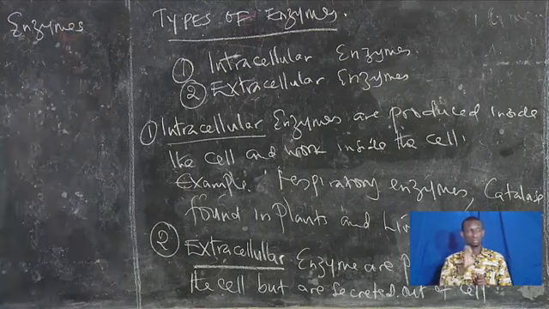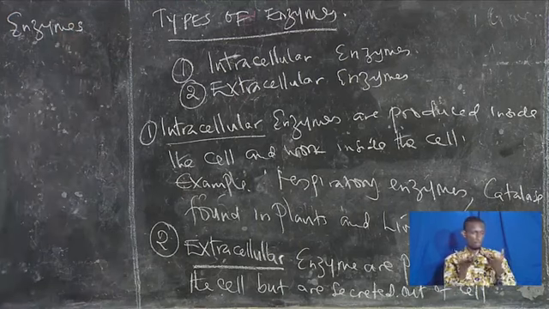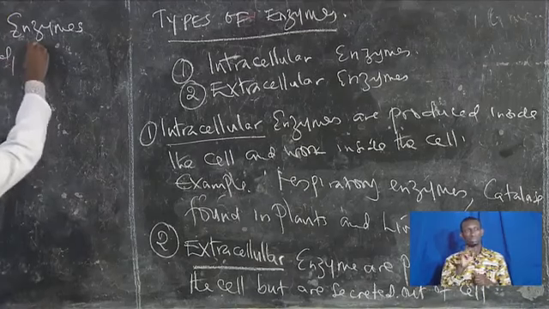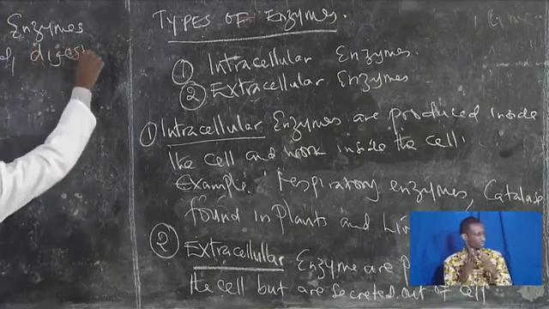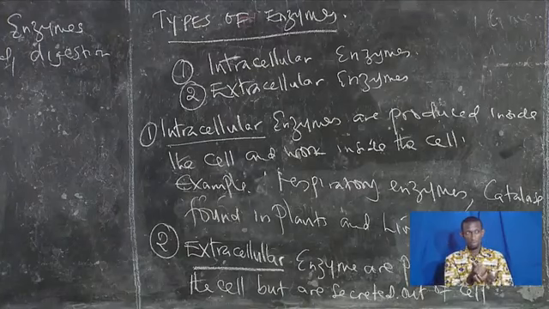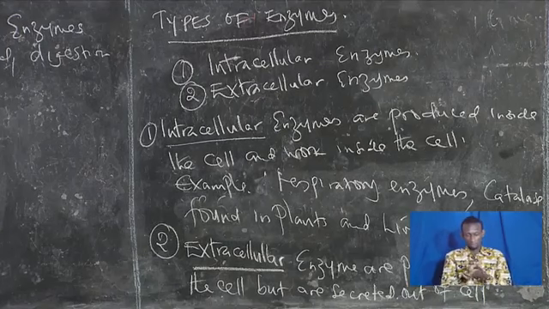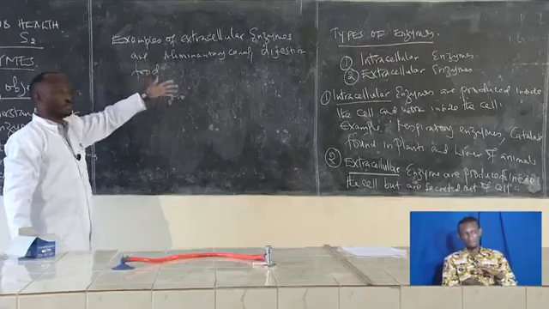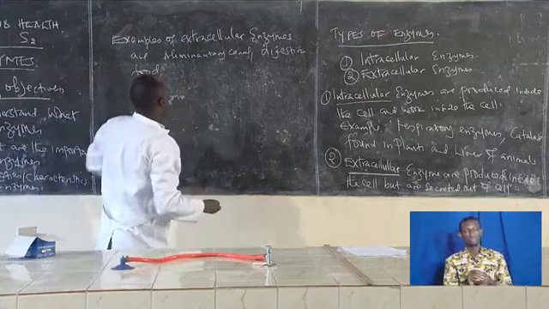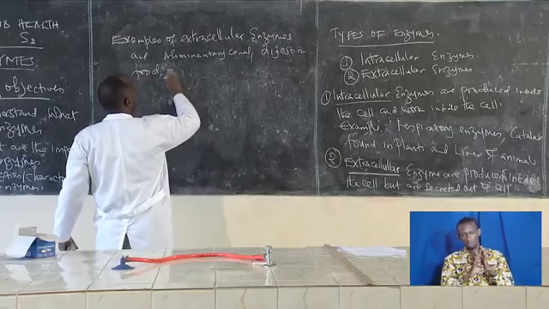We have what you call alimentary canal enzymes, which perform the role of digestion of food, because we know that we have two types of digestion. We have chemical digestion and mechanical digestion. So for the case of chemical digestion, it's normally done by the enzymes that are found in the alimentary canal. We have the salivary amylase, we have the pepsin and renin, which are found in the stomach.